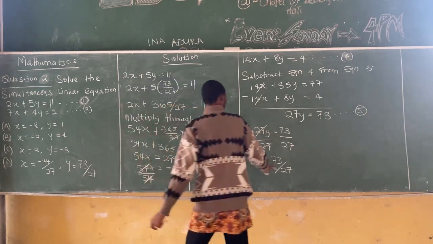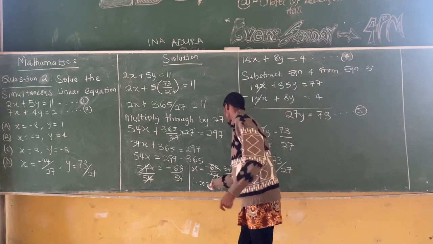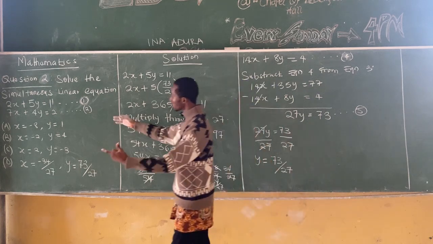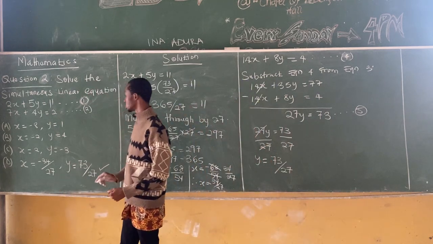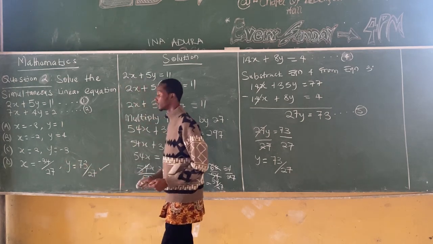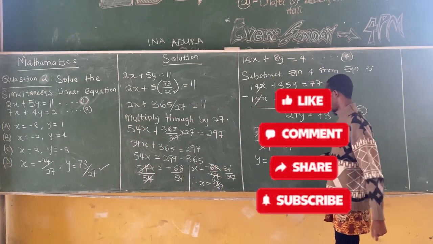So, we have y to be 73 over 27, and we have x to be minus 34 over 27. From our options here, the correct answer is option D. This is a typical exam question. X is equal to minus 34 over 27 and y is equal to 73 over 27.